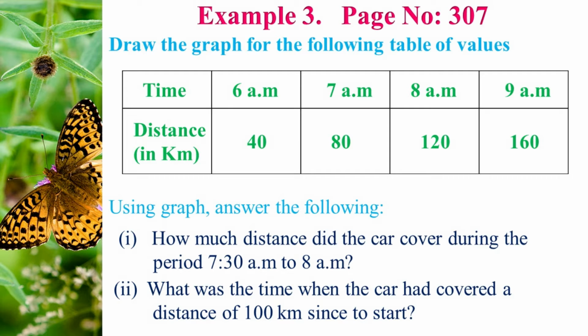Using graph, answer the following. First question. How much distance did the car cover during the period 7:30 am to 8 am? Second question. What was the time when the car had covered a distance of 100 km since the start?